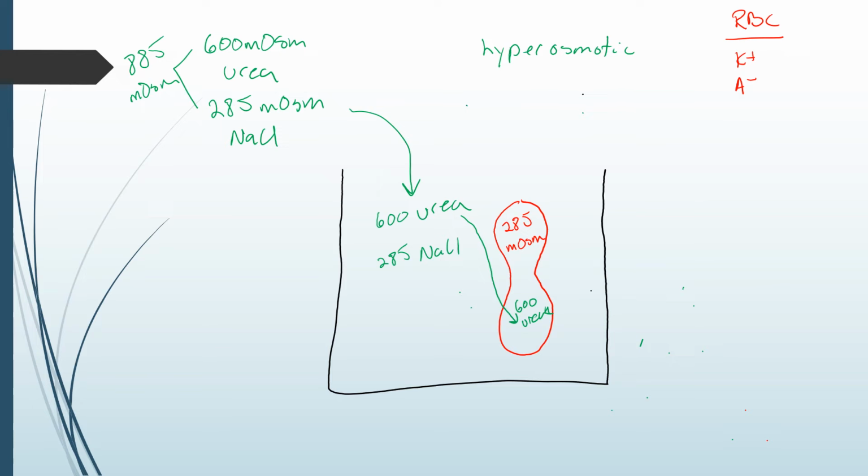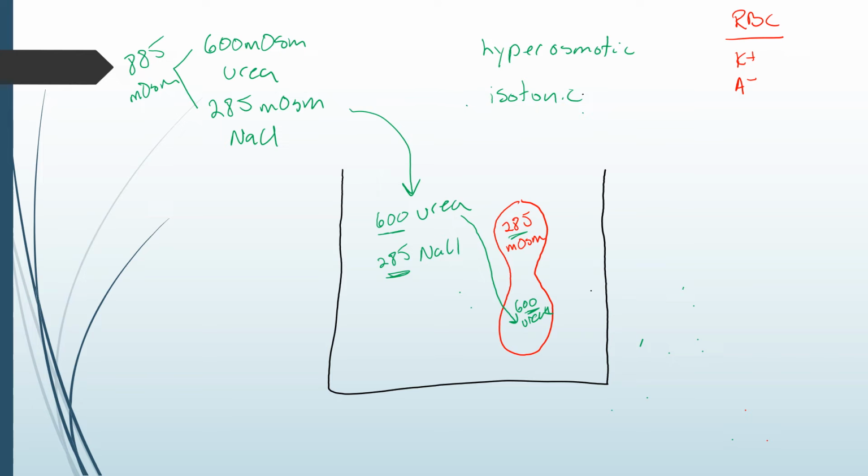What is the tonicity in this case? Well, now you can see that the totals are exactly the same. We have 285 from the sodium chloride outside in the beaker there. We have 285 inside the red blood cell. We have the 600 from urea, which equilibrated very rapidly into the red blood cell, so those would be equal to each other as well. So this is an isotonic solution. There is no net movement of water. Despite the fact that it was hyperosmotic, it was still only isotonic.